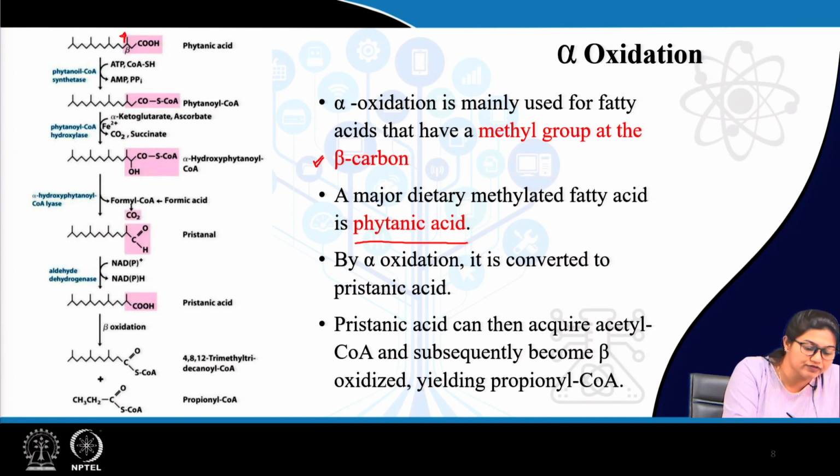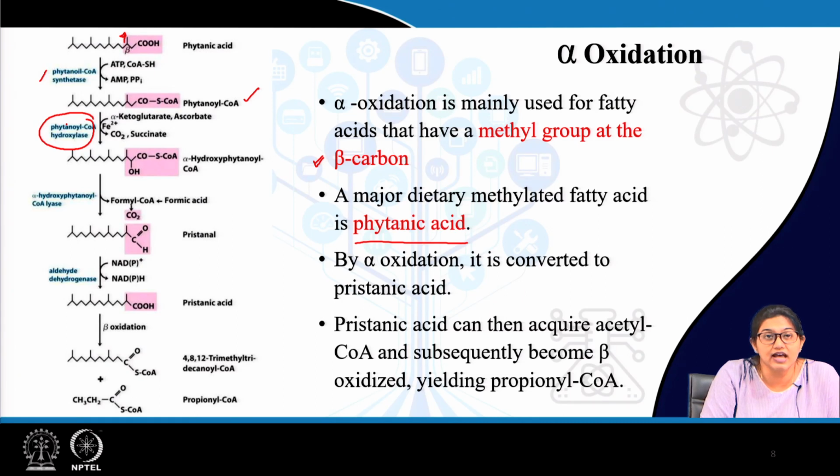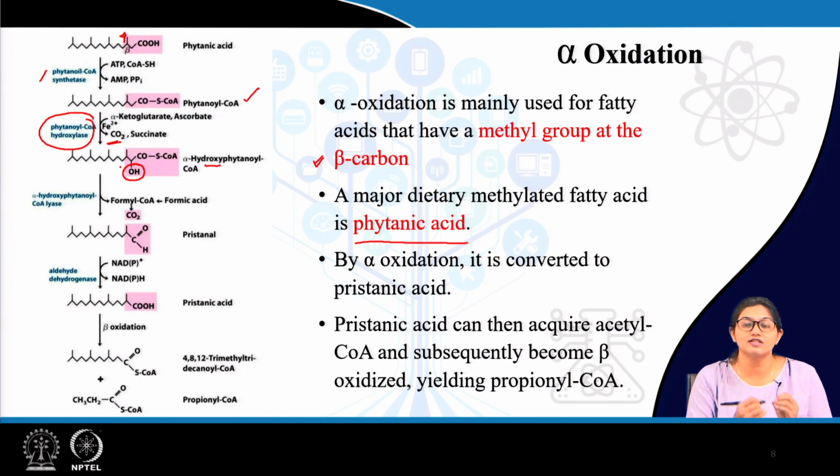With the help of the enzyme phytanoyl synthetase, we get the activated fatty acid, that is phytanoyl coenzyme A. Then comes the important enzyme, phytanoyl coenzyme A hydroxylase. Now, with this hydroxylase enzyme, what happens? Here you can see there is decarboxylation. So, one new fatty acyl coenzyme A is formed, which is one carbon less. Then we are getting hydroxyphytanoyl coenzyme A. You can see this alpha carbon is hydroxylated. So, with the help of the hydroxylase enzyme, there is decarboxylation as well as hydroxylation of the alpha carbon.